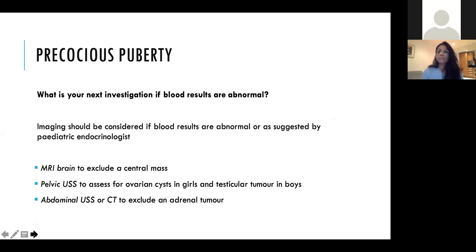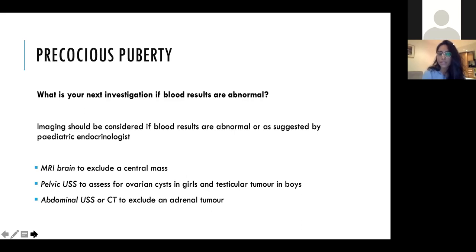And what do you do if the blood results are abnormal? If they're abnormal and you are still not entirely sure whether it could be a central or peripheral cause, that will really help you decide the next investigation, essentially. If you're thinking of a central cause, you want an MRI brain, to exclude a central mass, essentially. Or if it's a peripheral cause, you want to do a pelvic ultrasound scan.